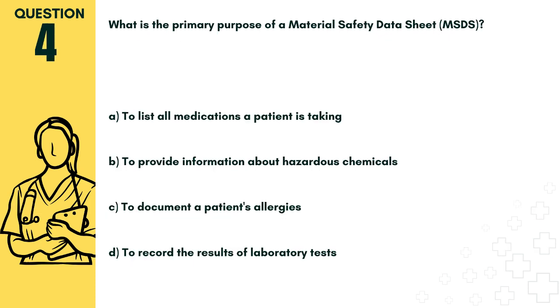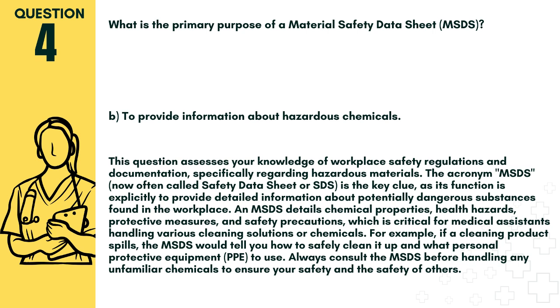Question 4. What is the primary purpose of a Material Safety Data Sheet, MSDS? A. To list all medications a patient is taking. B. To provide information about hazardous chemicals. C. To document a patient's allergies. D. To record the results of laboratory tests. Answer: B. To provide information about hazardous chemicals.